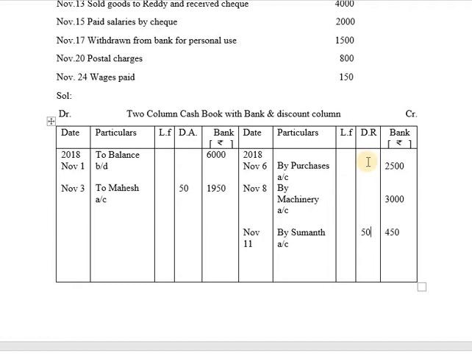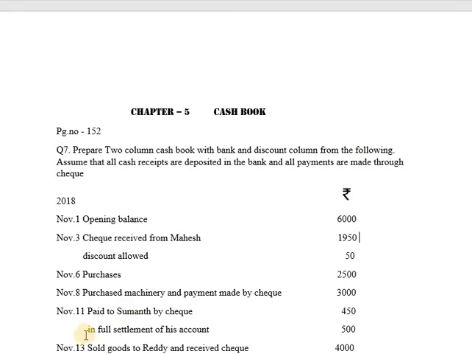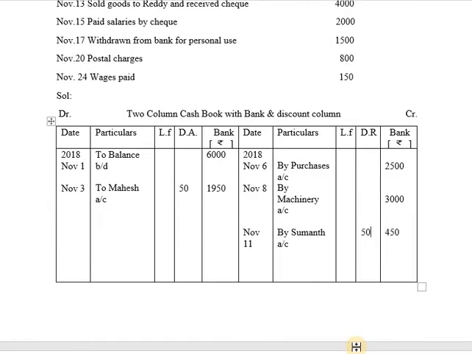Next, after November 11 we have a transaction on November 13, sold goods to Reddy and received check 4000 rupees. So we are selling the goods to Reddy and we are receiving a check. So cash, the amount is coming into the business. So it will be recorded on debit side as November 13 to sales 4000 rupees.